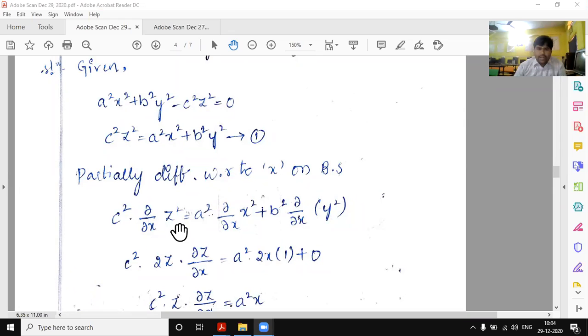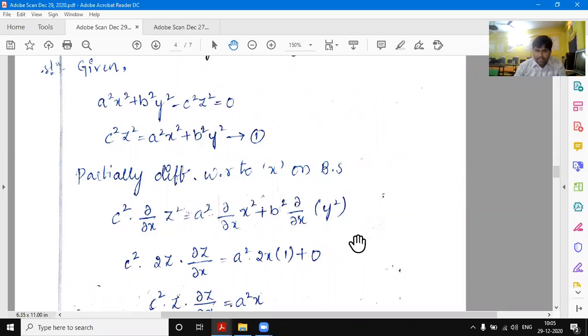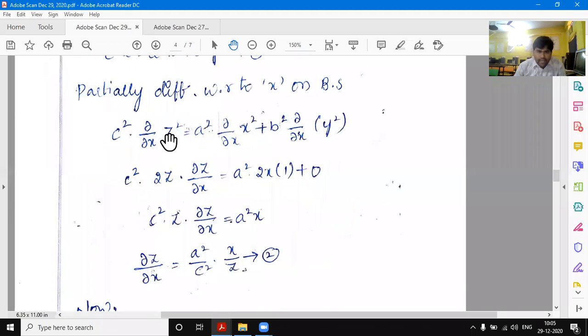Dou by dou z into z square is equal to a square dou by dou x into x square plus b square into dou by dou x into y square. So here, c square derivative, listen, don't treat z square as 0 in this problem.